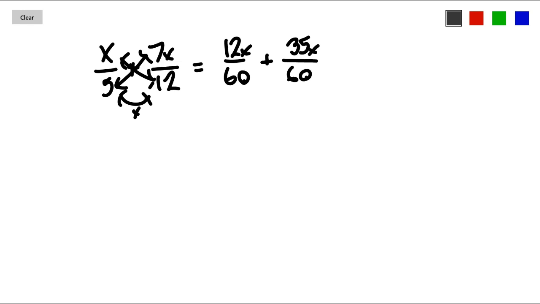And now that the denominators are the same, I can combine these fractions. And to combine the two top numbers, all you have to do is add. So I have 35x plus 12x, which gives me a 47x. And since this number is not going to be reducible, because 47 is a prime number, and it definitely does not go into 60 evenly, this is our final answer.